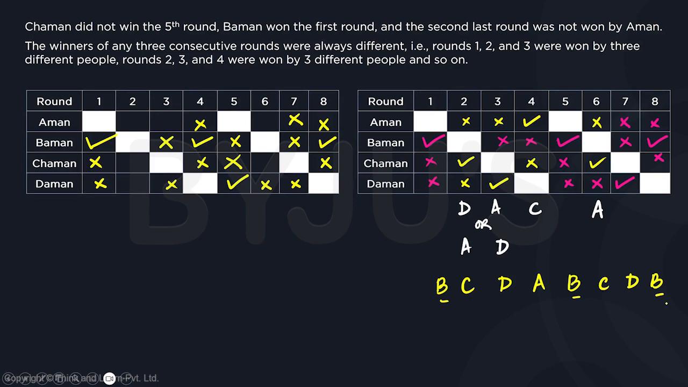Or we can have the scenario from the first. B wins the 1st round, then D, A, C, then again we are going to have B here. This turns out to be D, and this is again B. Or we can have B, A, D, this is going to be A.